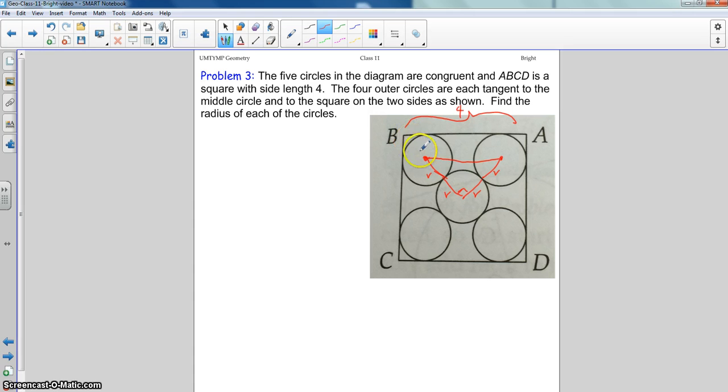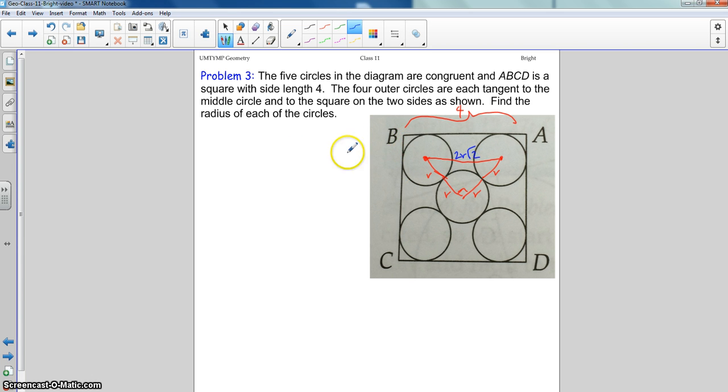these radii actually lie along the diagonal from B to D and A to C. And remember that in a square, the diagonals meet at a right angle. Okay, so this ends up being a 45, 45, 90 triangle, since this is a 90-degree angle, and then the base angles are congruent. So that means that this hypotenuse length is 2r square root of 2.